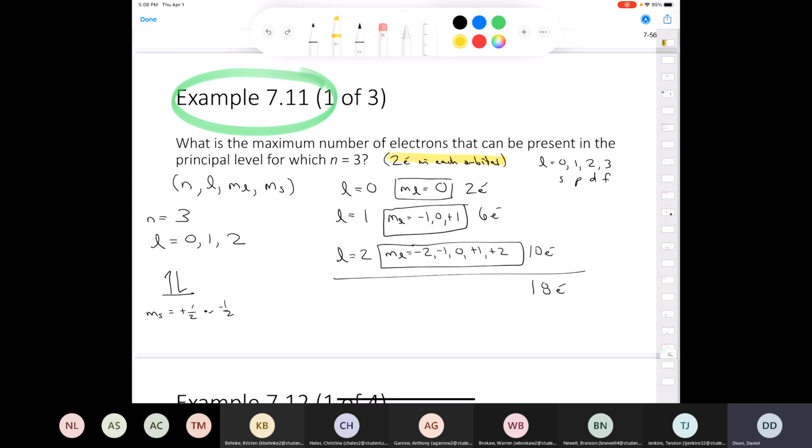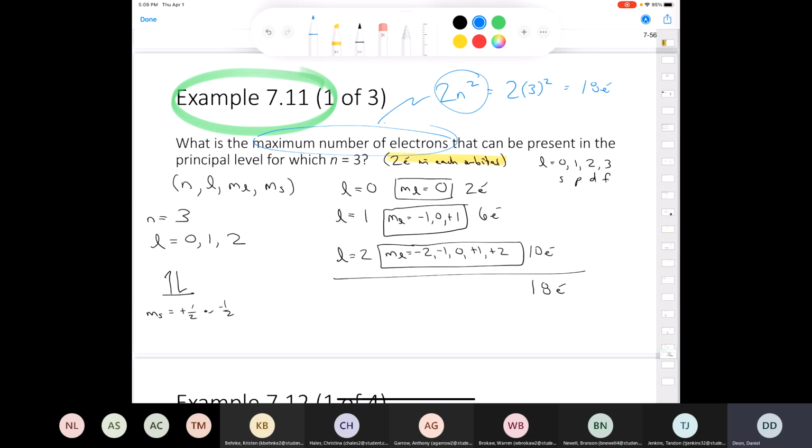Now, if you took the time to read our textbook, which I'm sure you did, I'm sure you were sitting around reading it with bated breath, there is a faster way to determine the total number of electrons you can have at a certain principal quantum number. I'm just going to go over that quickly because students don't use it a lot, but the rule is the maximum number of electrons is equal to 2 times n squared. So if your n is equal to 3, you have 2 times 3 squared. 3 squared is 9. 2 times 9 is 18 electrons.